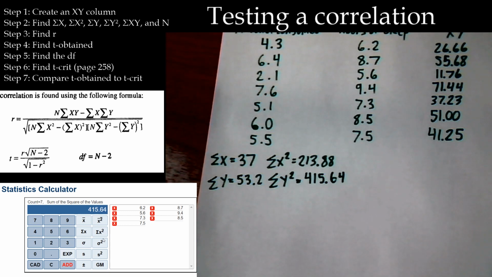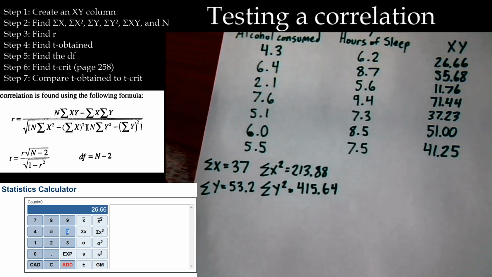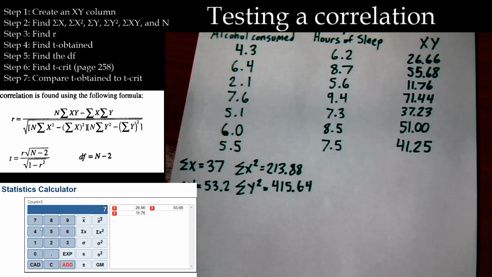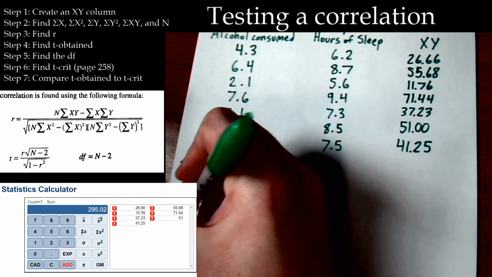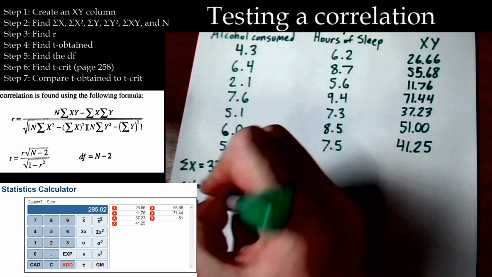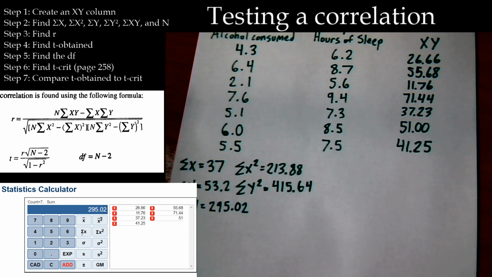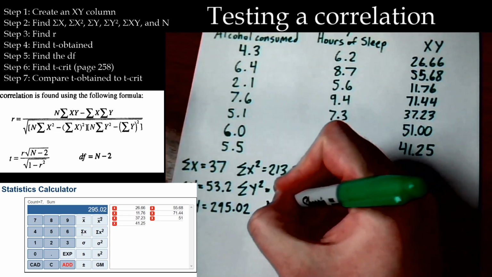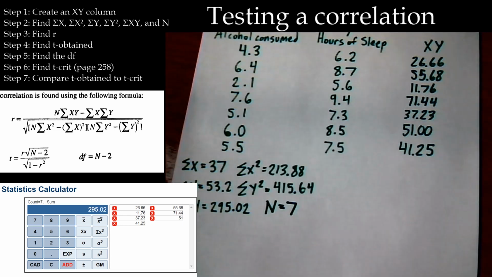Next, get the sum for the column xy. Next, you'll need n. For a correlation, n is the number of pairs of scores. In this case, n is equal to 7 because I have 7 pairs of scores.